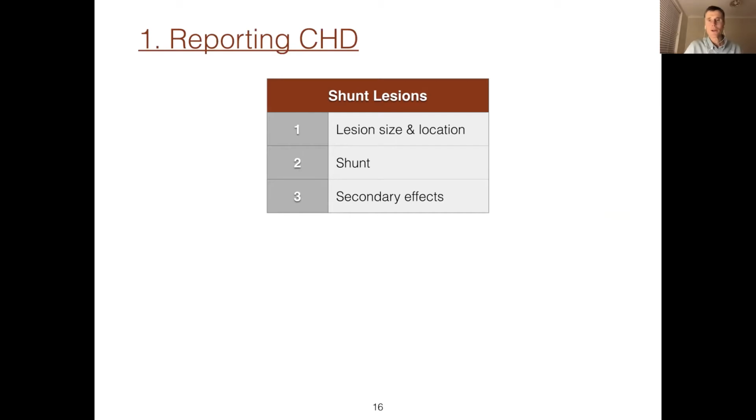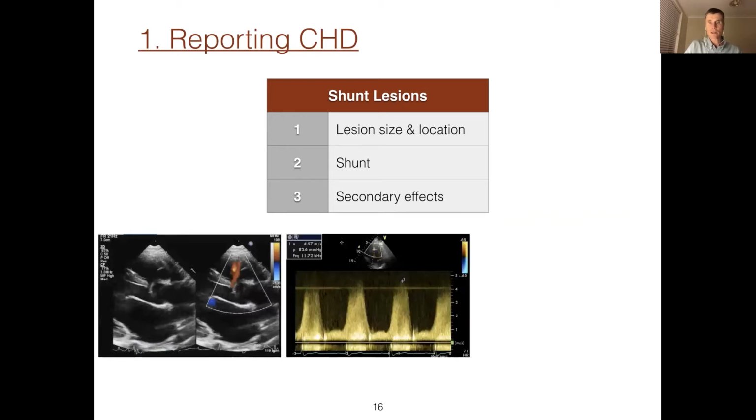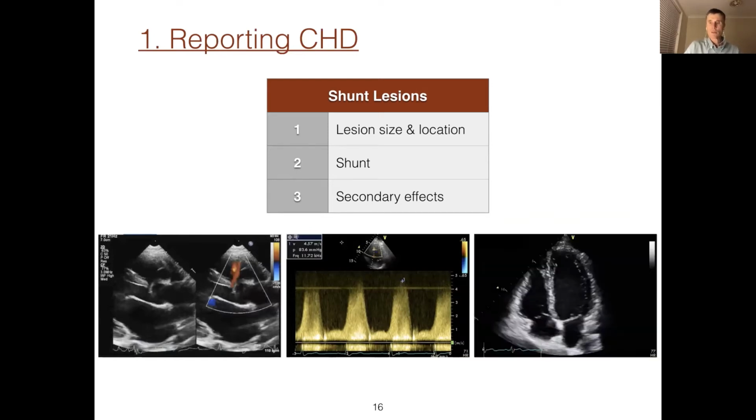Another case, I know this is a little bit dry, but I'm trying to make it a little bit interesting with cases. If you're looking at VSDs, we want to describe the location and size of those lesions. We're going to mention a little bit about the shunt and whether it's restrictive or unrestrictive, and Kenny spoke about that a little bit, and secondary effects. Remember that VSDs usually impact the left side of the heart first in terms of changes in chamber size. Want to mention anything like that.